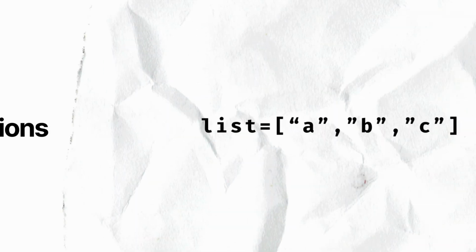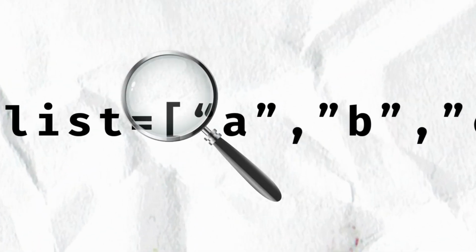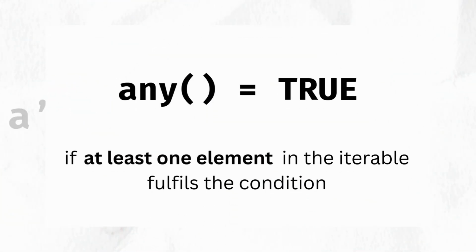Using any and all with collections. The any and all functions help you check conditions across multiple elements in collections like lists, tuples, sets, or dictionaries. The any function returns true if at least one element in the iterable is true.